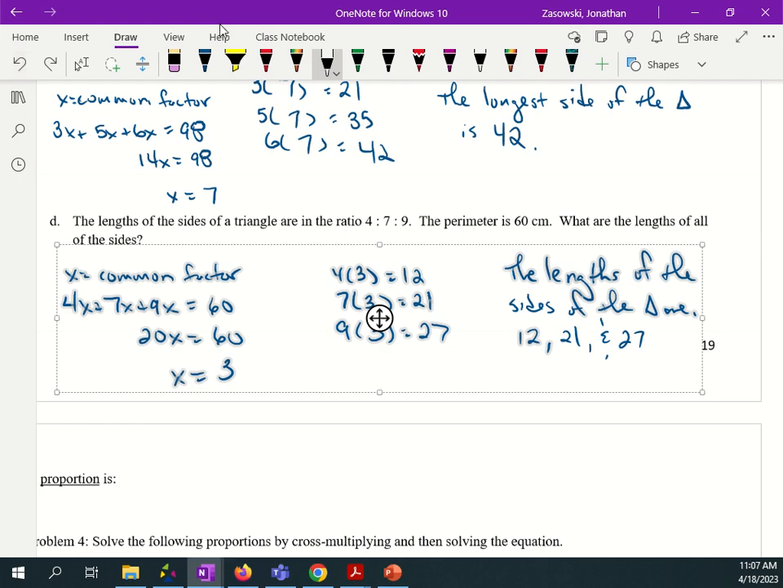So same thing. x is a common factor. Attach an x onto this. Since it's perimeter, add them to get 60. x is 3, and then plug back in. Any questions on those problems? Okay.